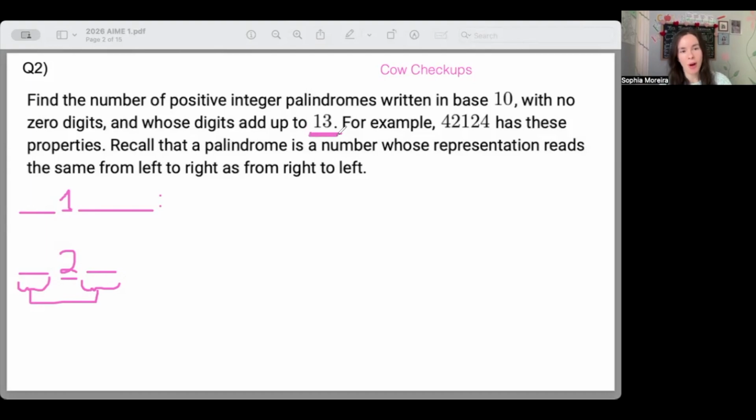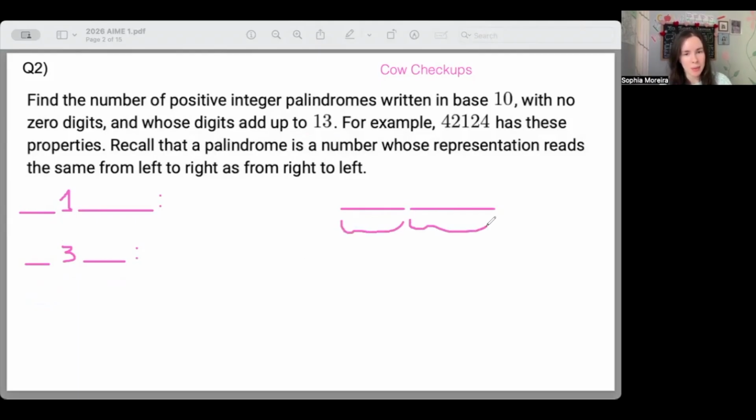We want to add up to an odd number, 13. So by that parity argument, we need to have an odd number in the middle. And the reason why we need to have a number in the middle at all, by the way, is otherwise you have some sequence of digits here repeated here. So we have 2 times some amount, which is therefore also going to be even.